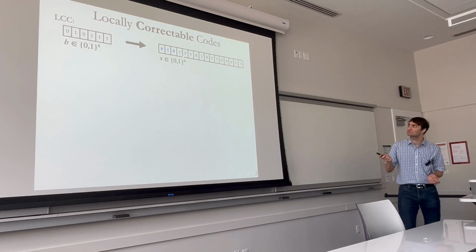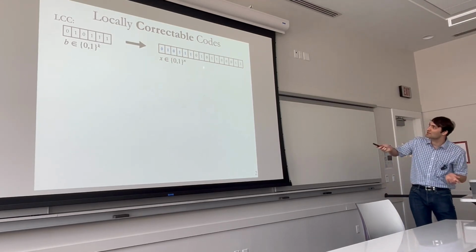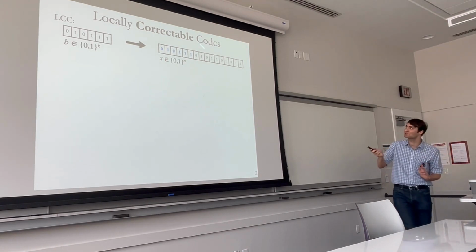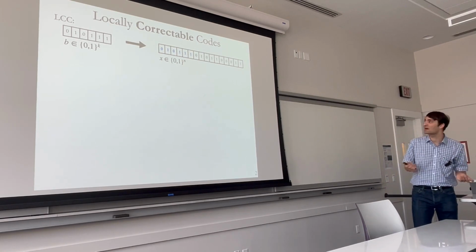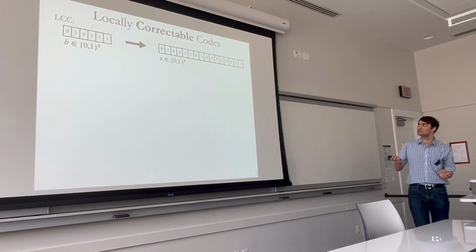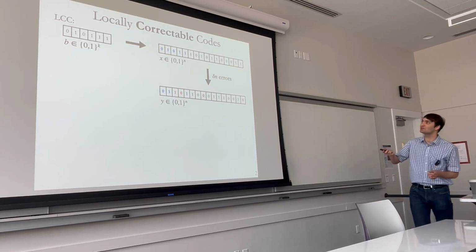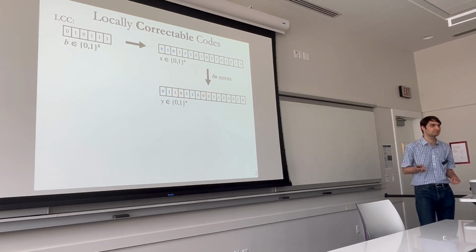For the purpose of this talk, I'm going to assume that all our codes are systematic, which means that the first k bits of this encoded string X are just the original message. I've highlighted that in blue. And we're working over the standard model of adversarial errors, so we allow an adversary to introduce delta n errors into the encoded string X to produce some new corrupted string Y.